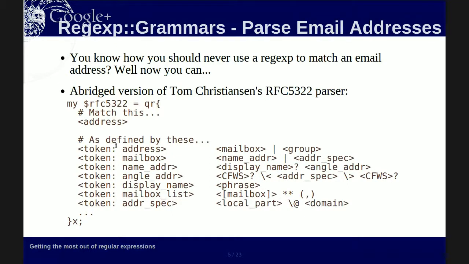Okay, well, what is an address? An address is either a mailbox or a group. And a mailbox is either a name address or an address spec. Let's go to address spec. The address spec is you have the local part, an @ sign, and the domain. So it's just this recursive descent sort of parsing, and you can make it really readable. Like this angle address, that's where you have your name and then your email address in the angles. I can't remember what CFWS is. It's something in the RFC, like collapsible something white space. It's whatever. But the point is, regex grammars are awesome.